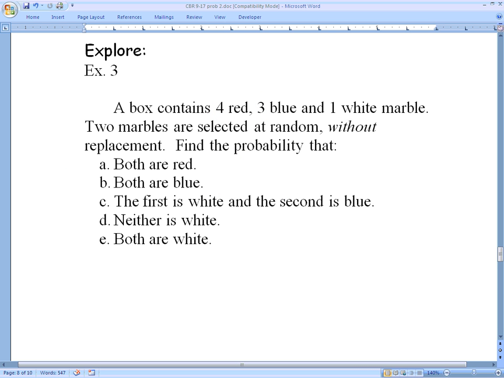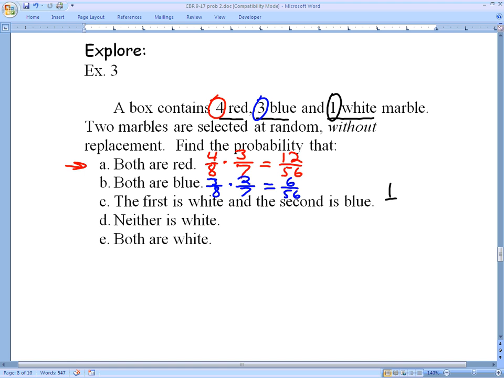As I look at part C, it says the first one is going to be white. So originally we started with 8 marbles. 1 is white, so 1 out of 8. Times, now, the probability of blue, knowing that the first one I took out was white. So how many total marbles will we have if I pulled out a white one? Well, I pull out a white one, so we have 1 less marble. But how many blues are left? The only marble I've taken out is white, so I should still have all of my blues, which is 3. So in this case, the denominator changed, but the numerator did not, again, based on what had already happened. So 1 times 3 gives me 3. And 56, again, is our denominator.